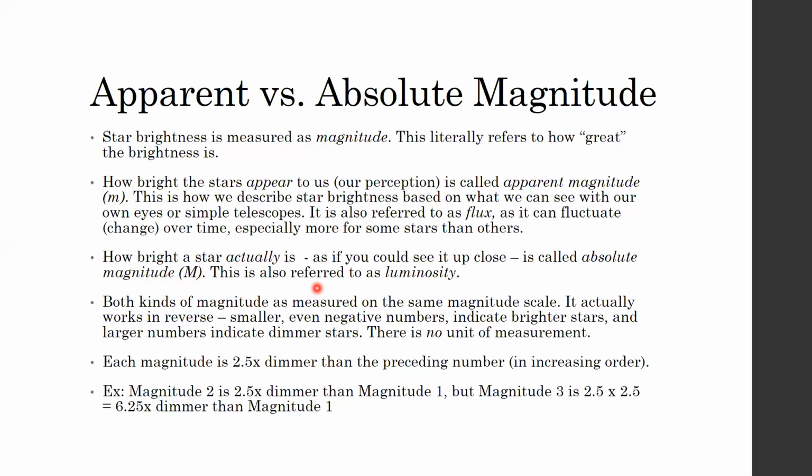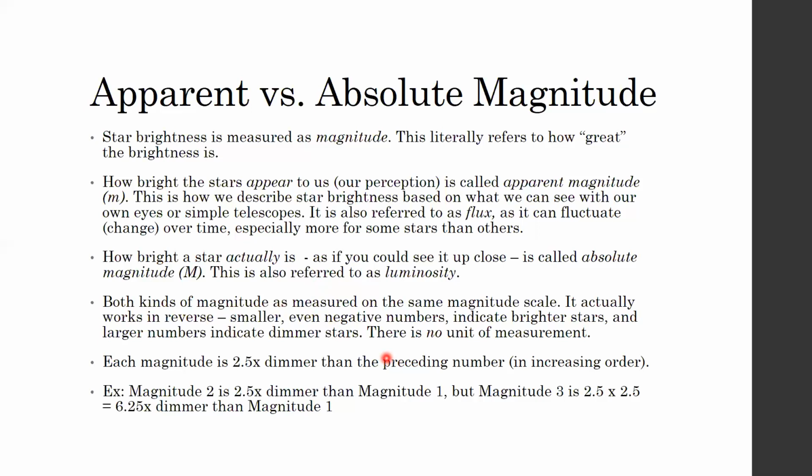This is another way to talk about luminosity. Just like we associate the terms apparent magnitude and flux, we should also associate the two terms absolute magnitude and luminosity. So we have these two pairs of terms. Both kinds of magnitude are measured on the same magnitude scale. And actually, it works in reverse.